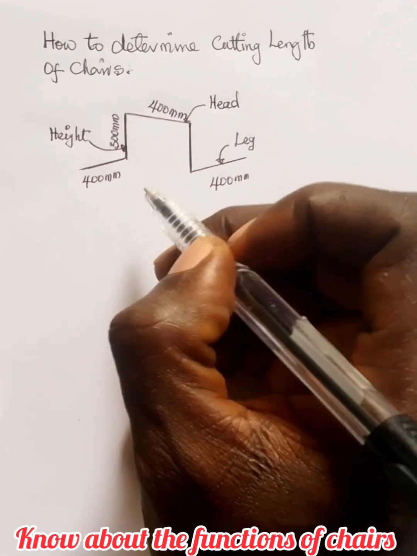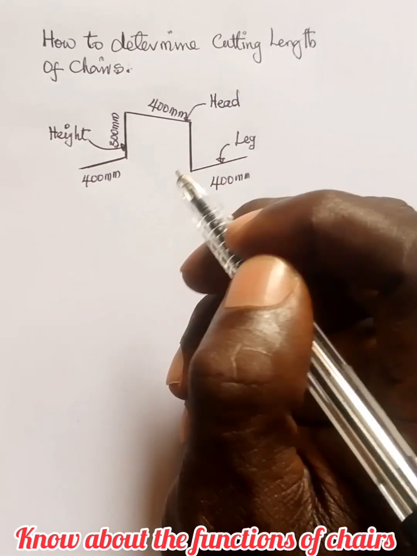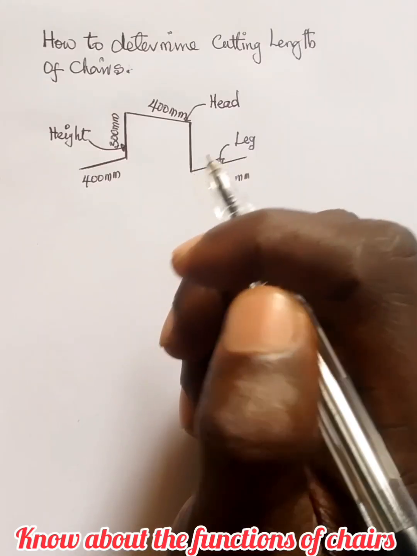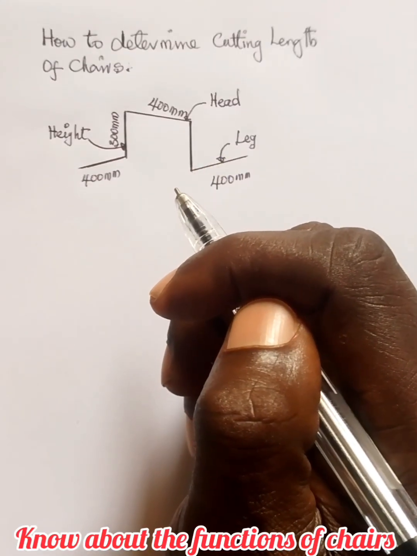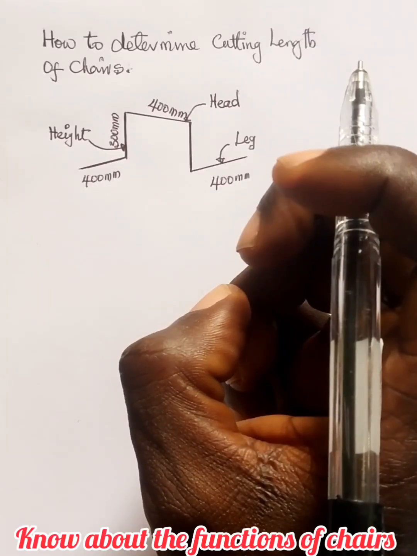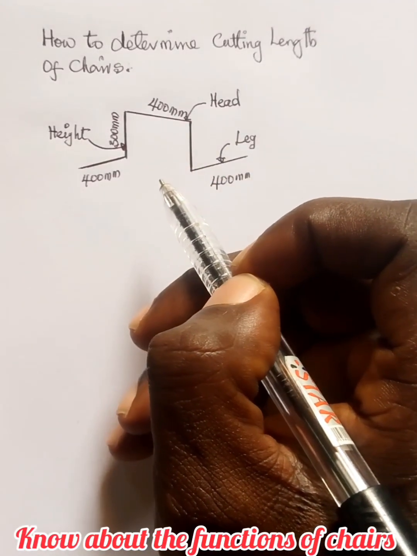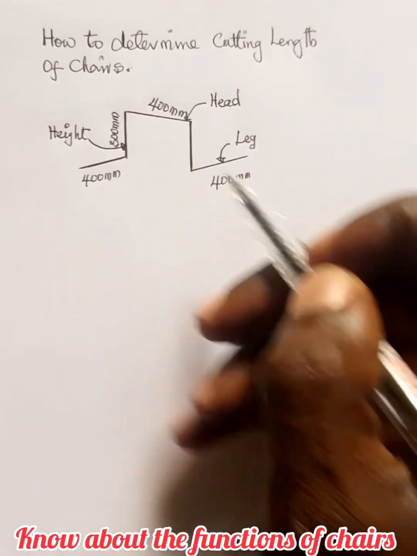That is number one. Secondly, it helps to keep the top and bottom bar in place. And thirdly, it also maintains the bars in order for them not to shift during pouring of concrete. So we have so many functions of these chairs in construction. But let's dive into the calculation.